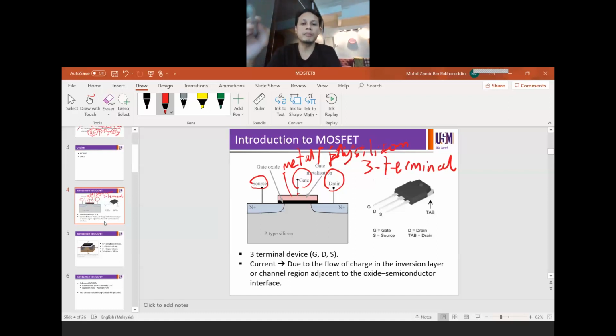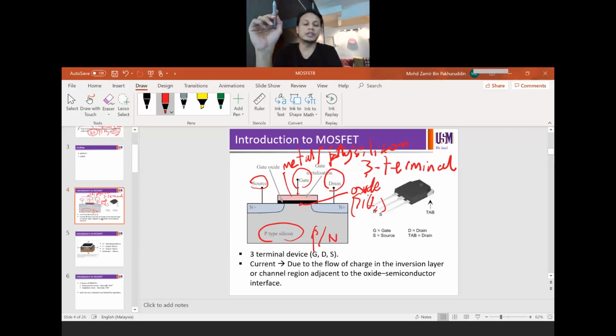So metal oxide semiconductor field effect transistor. The gate is the metal or polysilicon. Oxide is the oxide under the gate. The black region here is oxide, a thin layer of oxide, usually silicon dioxide, SiO2. Then the semiconductor, metal oxide semiconductor. So this is your semiconductor. It can be p-type, it can be n-type, silicon.